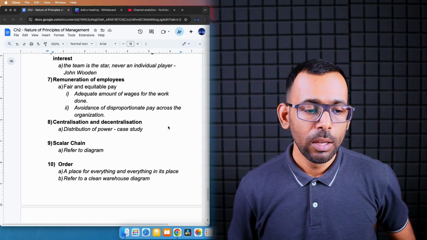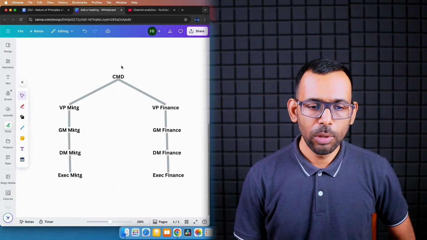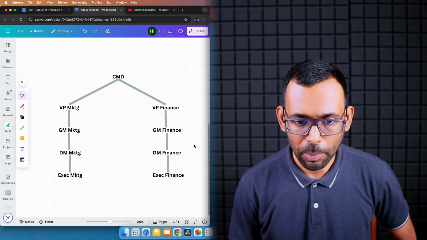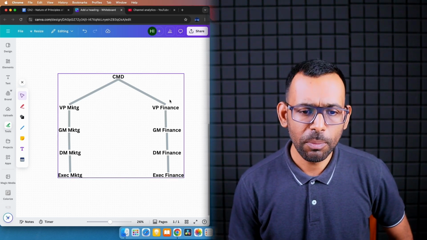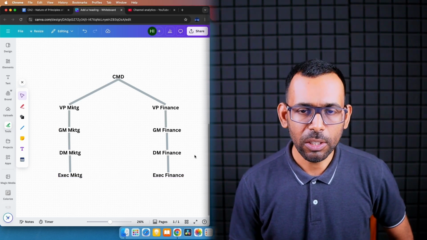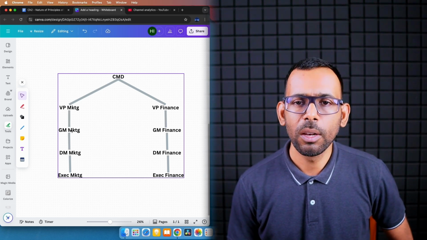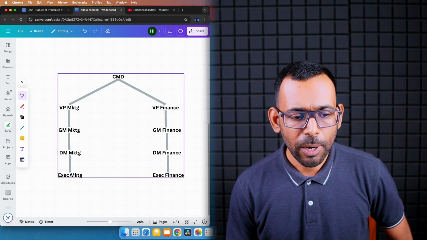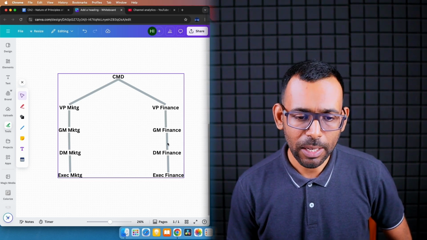Now let's talk about scalar chain, the next principle. I would like you to see this diagram. What Fayol talks about is, in scalar chain, a company will have multiple chains of command. I didn't draw the chains of command too much and want to confuse you. Just for the sake of simplicity, I have just written 2 chains of command, which are marketing and finance. Each is a function and also each is a chain of command, which means the marketing VP controls the general manager of marketing, and then GM controls the deputy manager of marketing, and then deputy manager controls the executive of marketing. And then the same way it works for finance department as well.